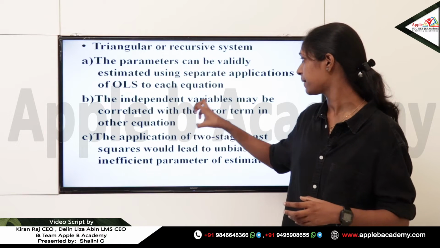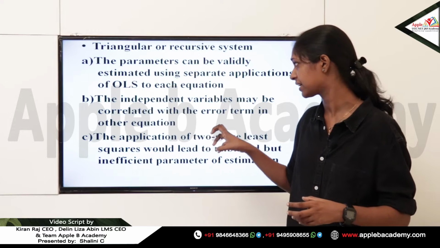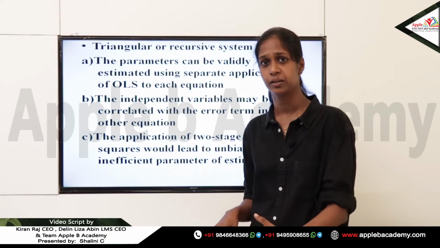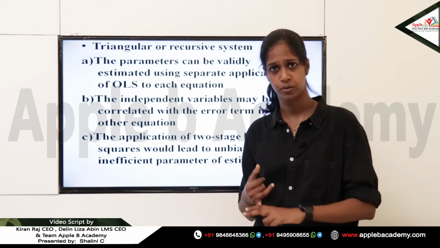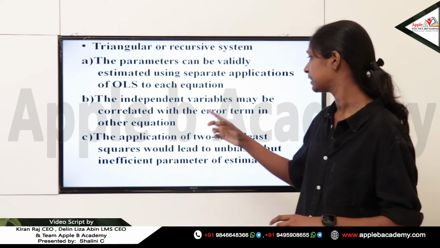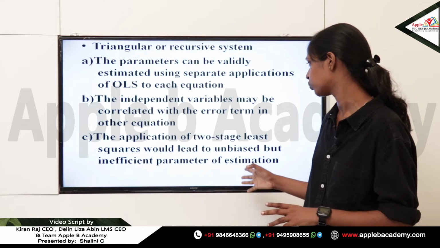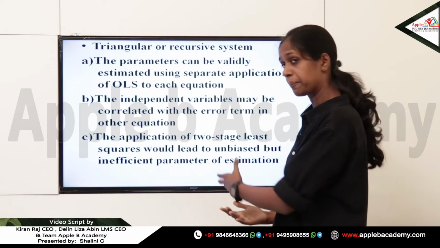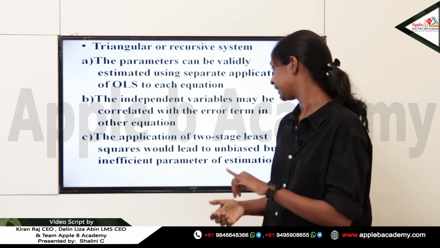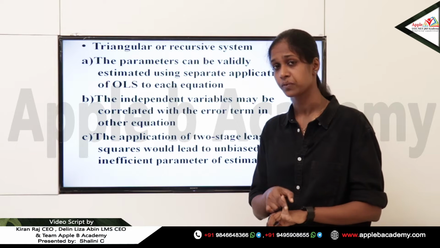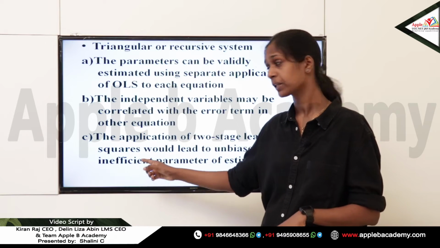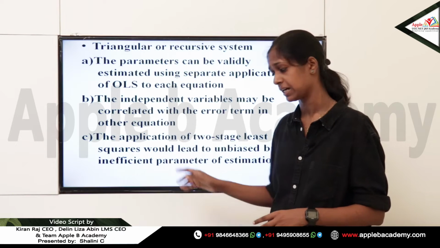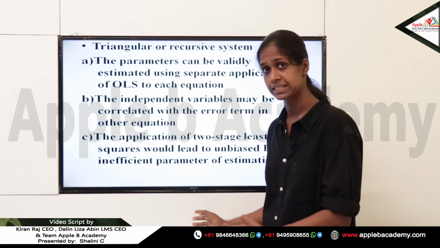Second is, the independent variables may be correlated with the error term in the equation. So the independent variables in the model could be correlated with the error term in that equation. That is another property. The final property is, the application of two-stage least squares would lead to unbiased but inefficient parameter estimation. When you apply two-stage least squares, it would lead to an unbiased estimator, but the estimator would still be inefficient. So these are the three properties of triangular or recursive system. Now that we know these properties, let's come back to the question.